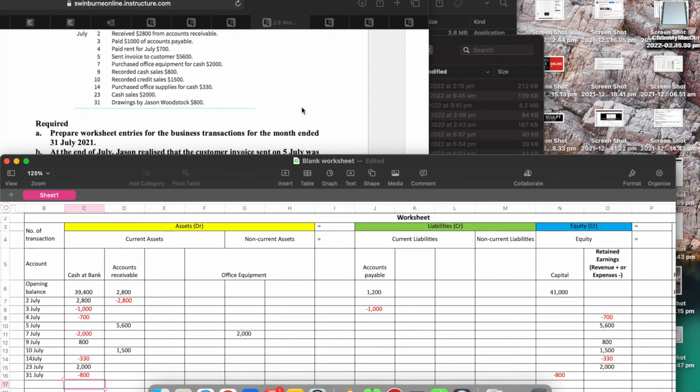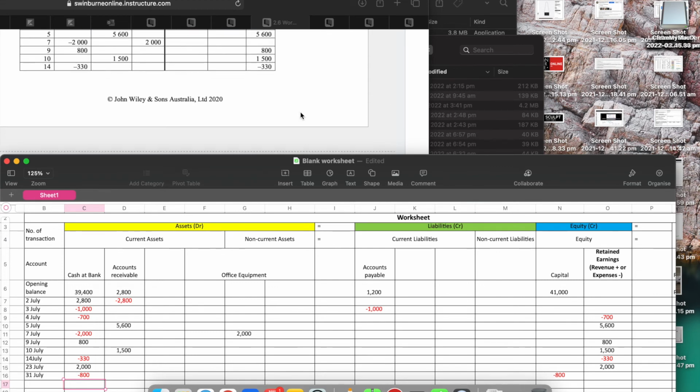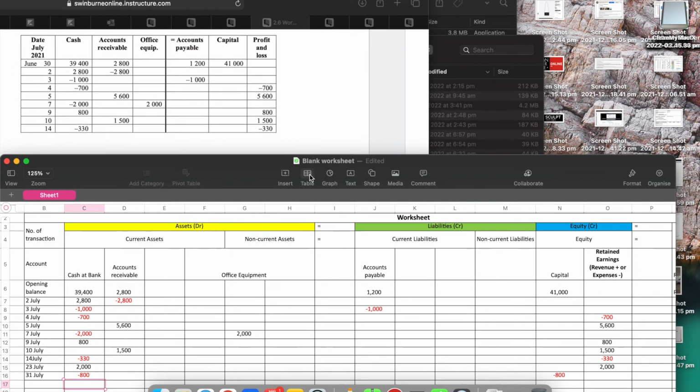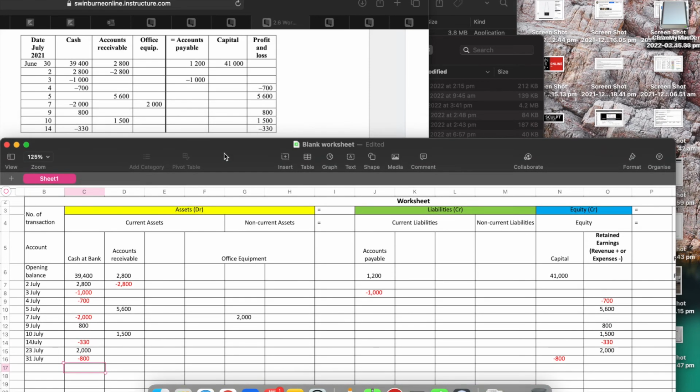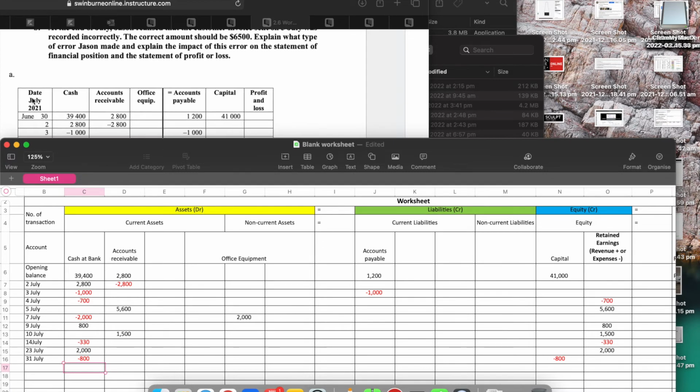It's saying prepare the business transactions. So if we go down, we can have a look and see if Liana did it correctly, if I made any mistakes. So you can see here, I just want to highlight that they're not saying what's current and what's not current. So we really want you using this worksheet because, as I said, it is assessed in this worksheet format.